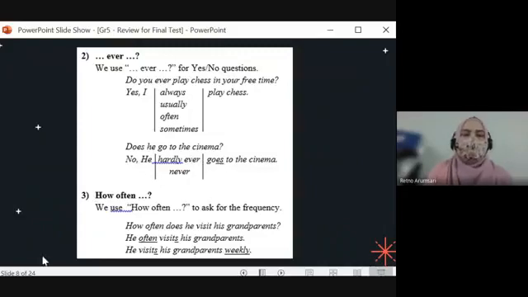Now, for the how often question. How often is put at the beginning of the sentence. The question: How often does he visit his grandparents, like that? You can answer it with specific or non-specific adverbs of frequency. Okay, so far, so good. Let's move on to the practice.